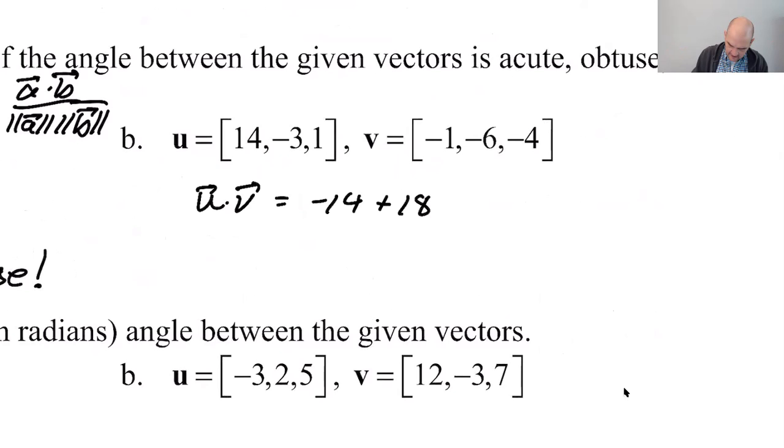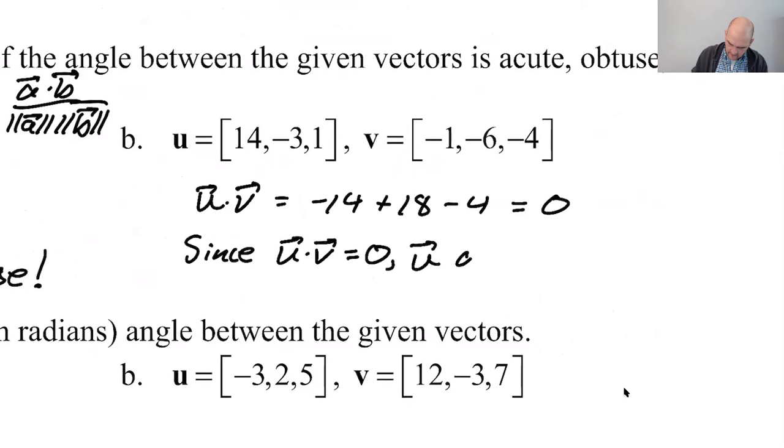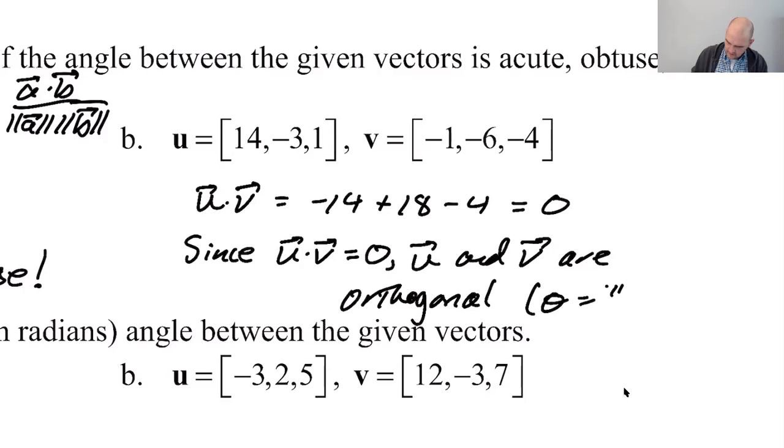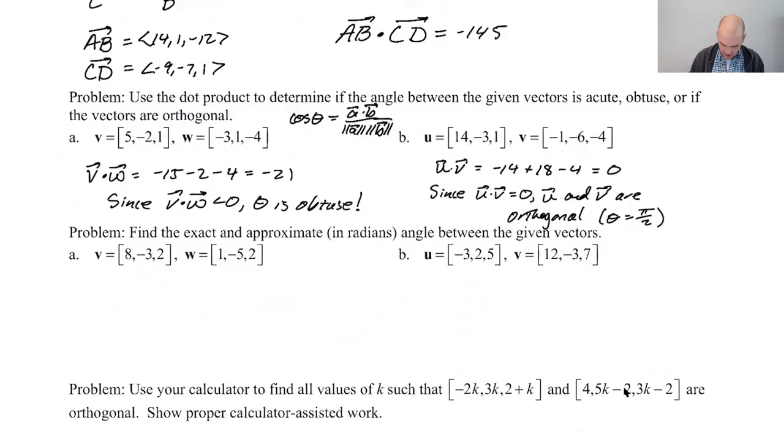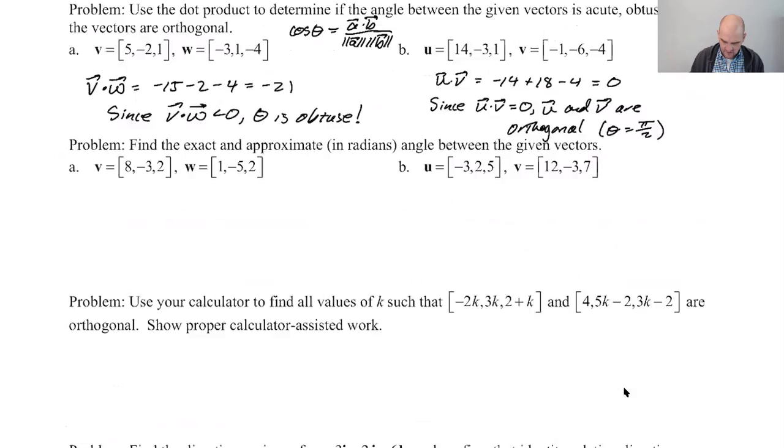-14 plus 18 minus 4 is 0. So since U dot V is 0, U and V are orthogonal, which means the angle between them is pi over 2. And that's kind of cool, especially in space. Like in 2 dimensions, like, all right. But in space, that's like crazy that that's even possible.